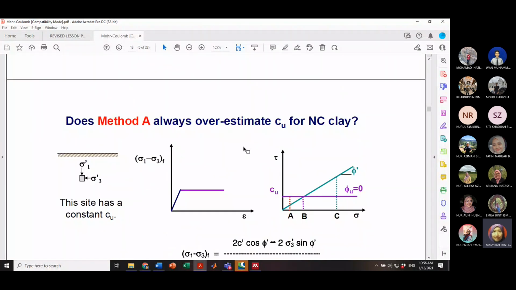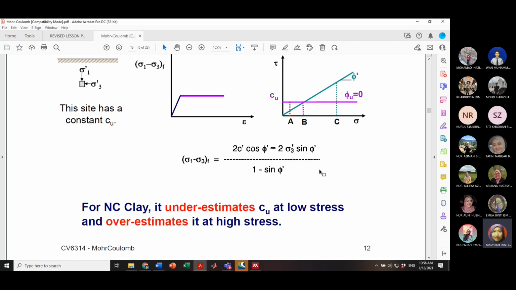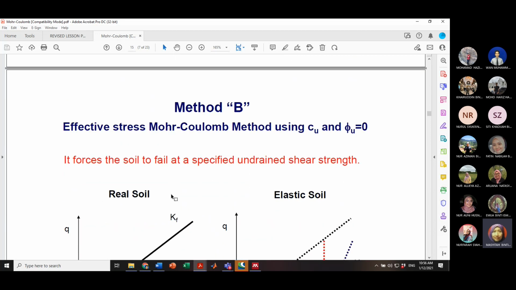Does method A always overestimate CU for c and phi? You can also see that when using these kinds of models, it underestimates at low stress and overestimates at higher stress. This is for the NC clay case.